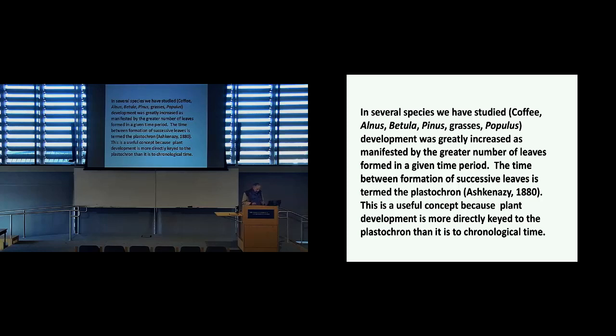One thing they do is they produce greater numbers of leaves at a given time. And this is called increasing plastochrons. The plastochron was a concept developed by Askenasy in 1880, and it's the time between successive leaf formation. The benefit of using these kinds of measures of plant development is that the plants are more keyed to the plastochron than they are to chronological time. So we try to keep that on a biological basis.